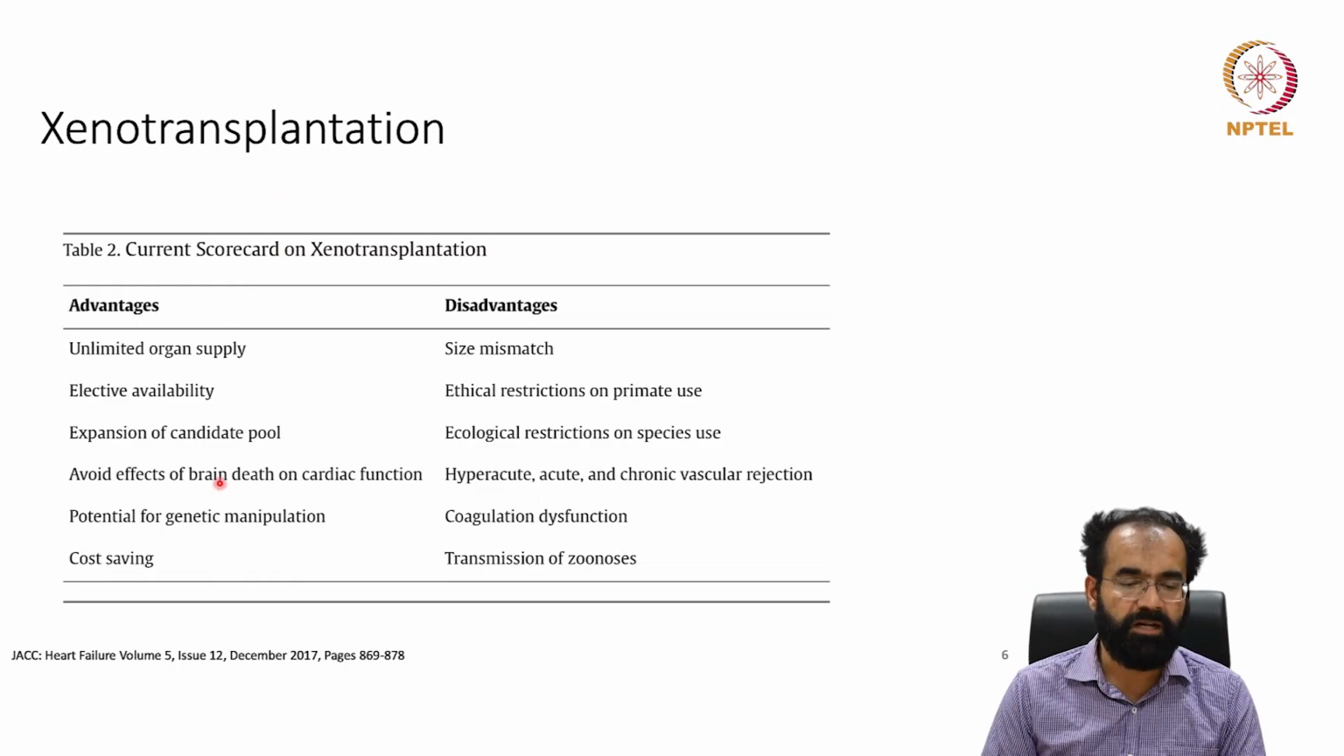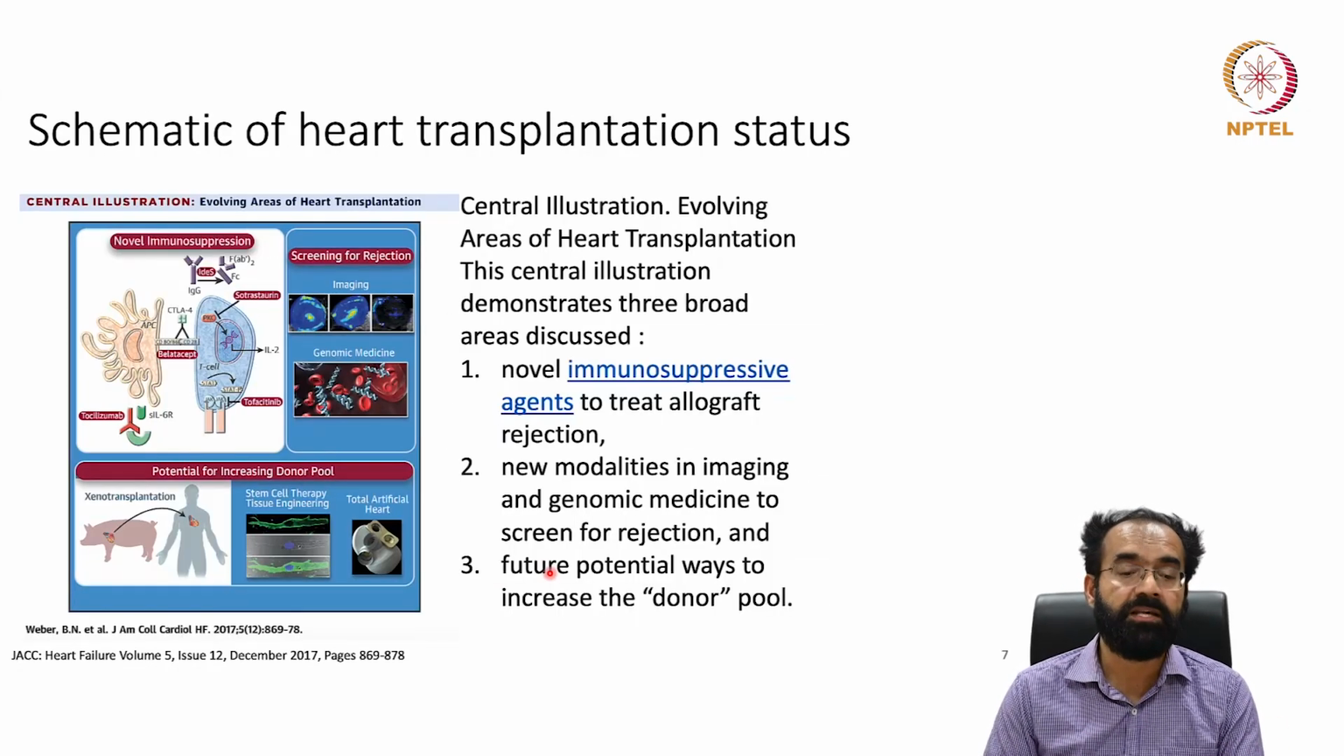If you look into this table taken from this publication, you can see the current scorecard of xenotransplantation, advantages and disadvantages. Advantages: unlimited organ supply and elective availability, expansion of candidate pool, avoiding effects of brain death on cardiac function, potential for genetic manipulation, cost saving, etc. Disadvantages include size mismatch, ethical restrictions on primate use, ecological restrictions on a given species use, hyperacute, acute and chronic vascular rejection, coagulation dysfunction, transmission of zoonosis, that is zoonotic diseases. These are all the limitations.